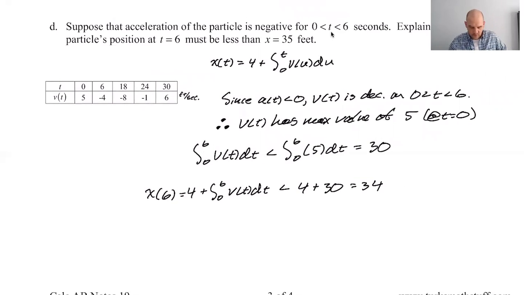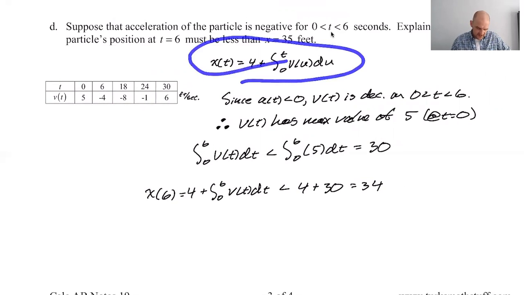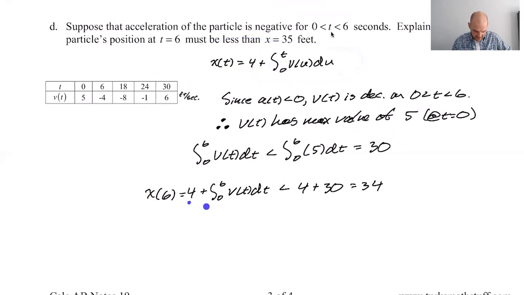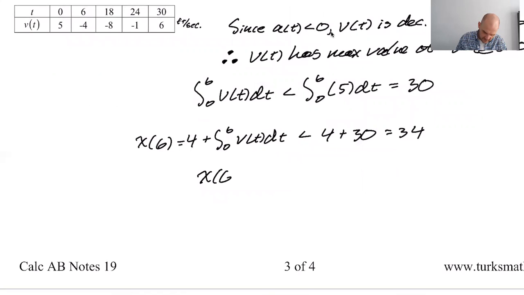So think about what we did. We said, this is definitely your position. So x of 6 is definitely going to be 4 plus the integral from 0 to 6 of v of t dt. Now, 4 plus the integral from 0 to 6 of v of t dt is less than 4 plus the integral from 0 to 6 of 5 dt, right? Because v of t is less than 5 everywhere except at 0 where it's equal to 5. So that's definitely a true inequality. This is 34, so it is definitely the case that x of 6 is less than 34.